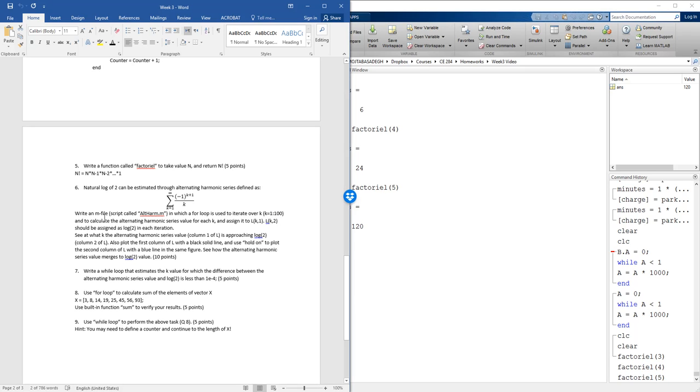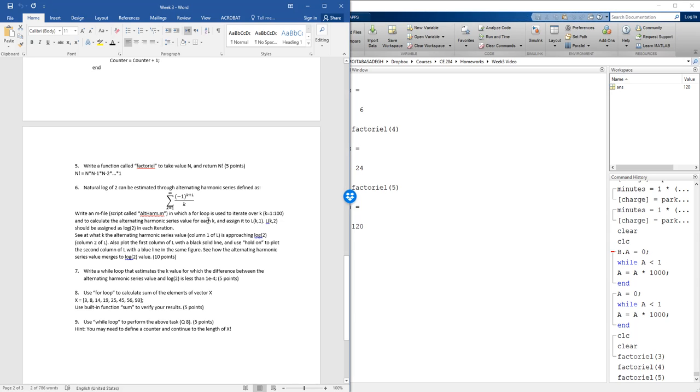Write an M file altharm.m in which a for loop is used to iterate over k from 1 to 100 and to calculate the alternating harmonic series values for each k and assign it to L(k,1). So if k goes from 1 to 1, that's negative 1 to the power of 1 plus 1 divided by 1. Then k becomes 2, and for 2, it's the previous one plus negative 1 to the power of 2 plus 1, 3, divided by 2, whatever it is, plus the previous one.